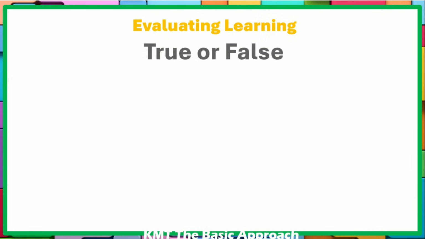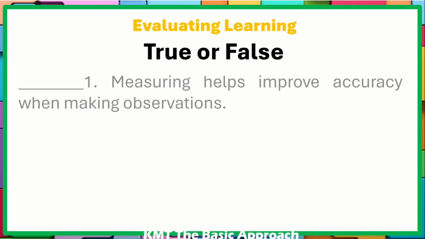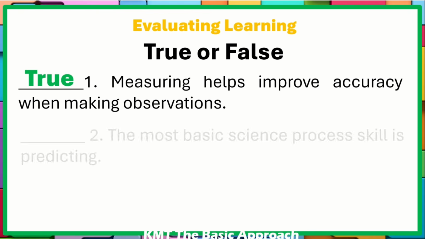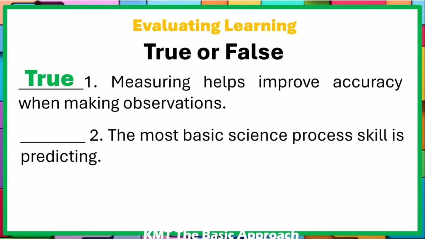Evaluating learning. True or false? Number 1. Measuring helps improve accuracy when making observations. Is it true or false? Great! True. Number 2. The most basic science process skill is predicting. Is it true or false? Correct! False.